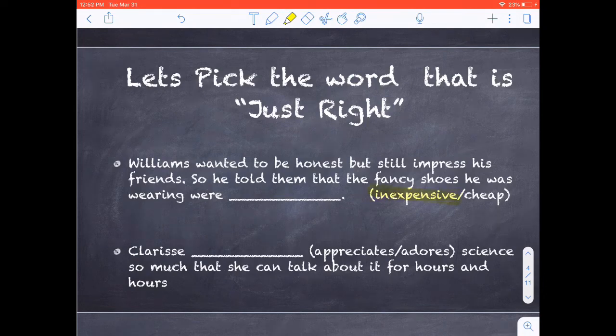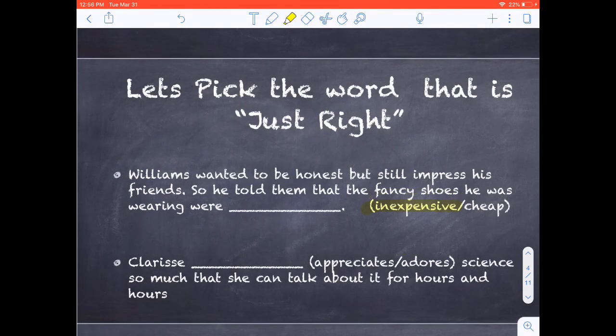Let's try another one. Clarice blank science so much that she can talk about it for hours and hours. Clarice appreciates or adores. One of these words is a little more descriptive, a little more intense. I'm going to go with adore. Adores means that she loves it and is passionate about it, not just that she is grateful and likes it. So it gives me a great idea of the student and why she talks about it hours and hours on end.